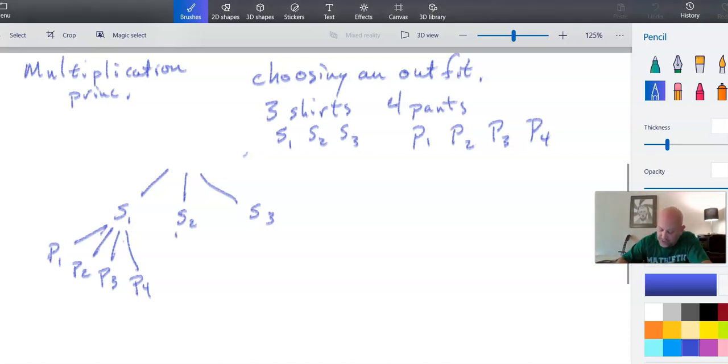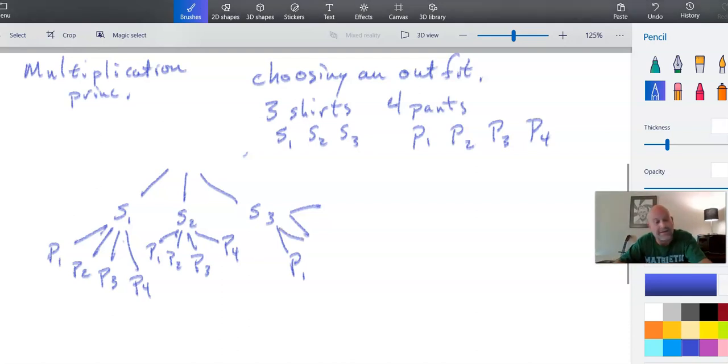If I pick shirt 2, I still have the same 4 choices for pants. And if I pick shirt 3, oh, yikes, let's try that again.